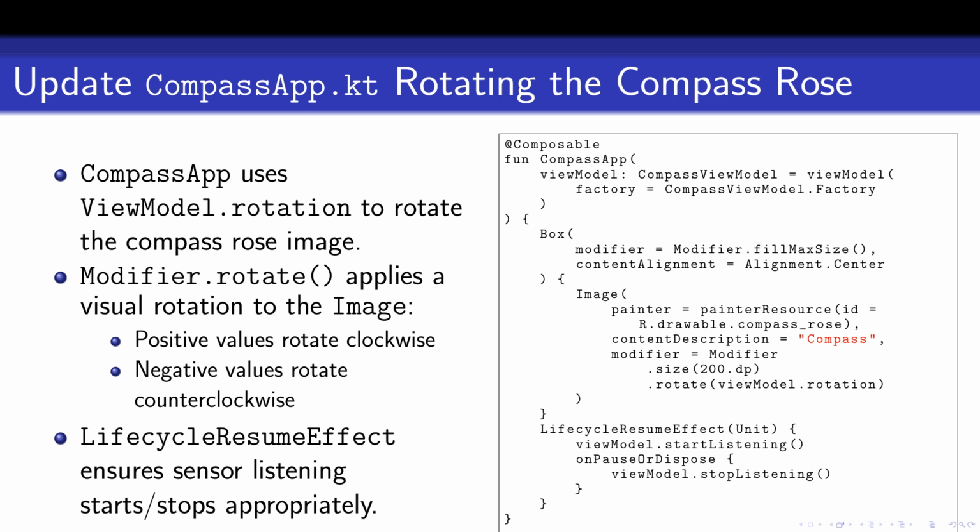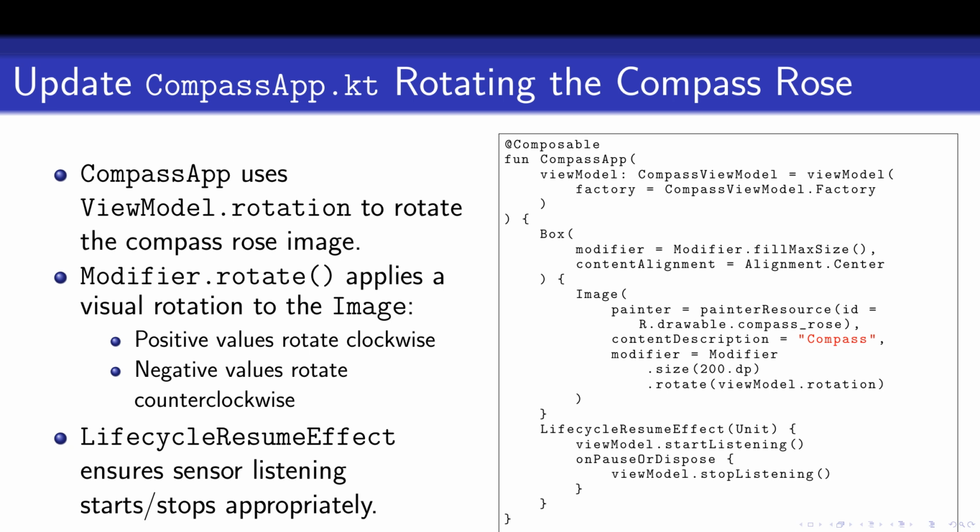To visually reflect device orientation changes in the Compass app, we need to rotate the compass rose image according to sensor data. This rotation is driven by the rotation value exposed by the compass view model. Inside the Compass app composable, we pass this rotation to the image composable using the Modifier.rotate function. This modifier takes the rotation in degrees, with positive values rotating the image clockwise and negative values rotating it counterclockwise.